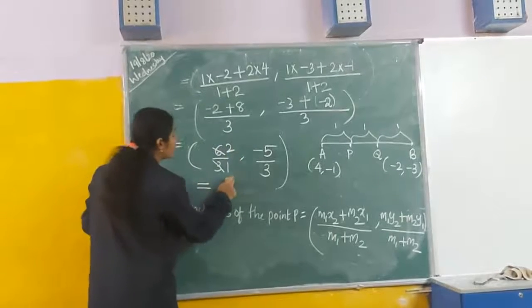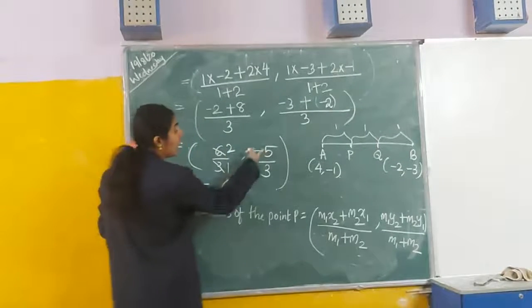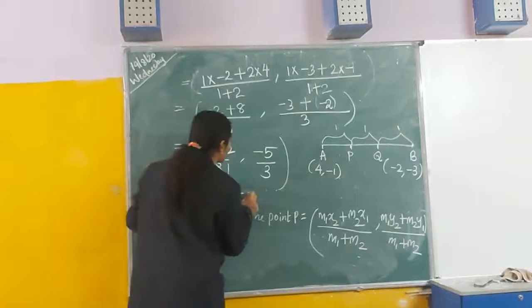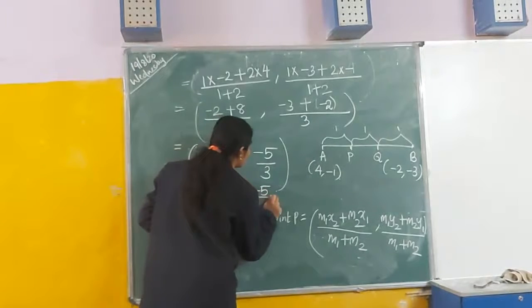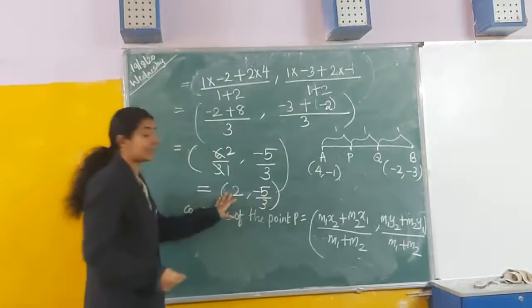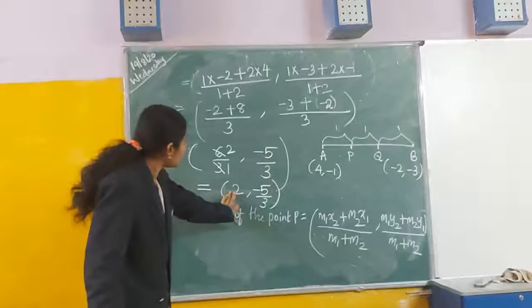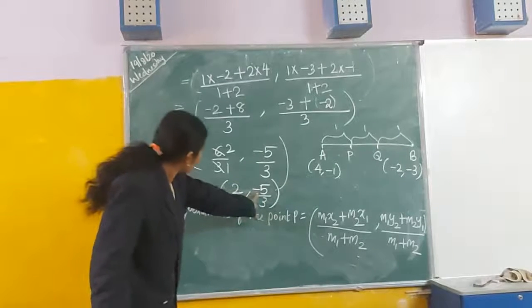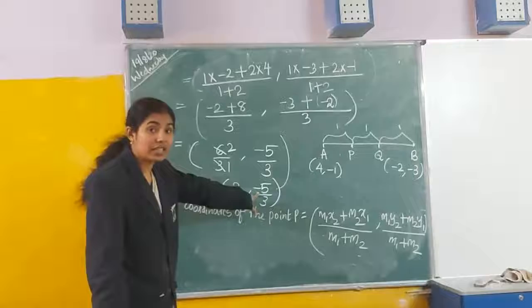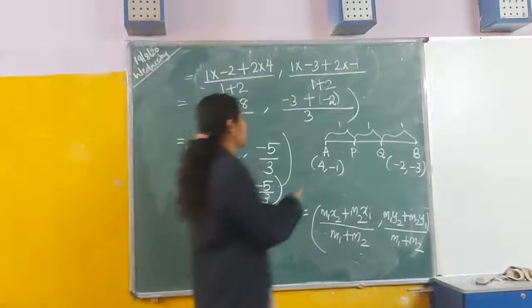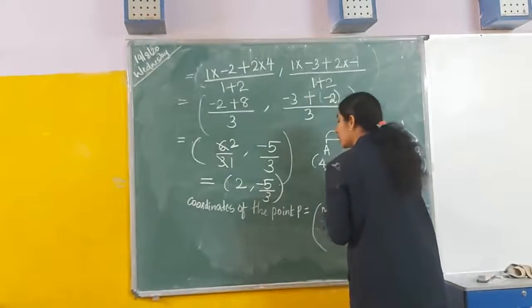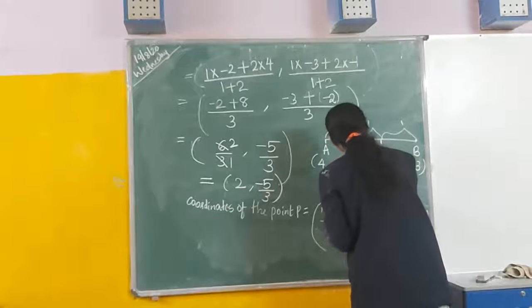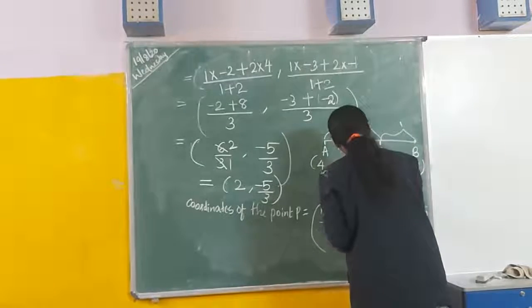So what will be the answer? That is 2. And here you can do the cancellation. So what will be the answer? The x coordinate of the point P is 2 and the y coordinate of the point is minus 5 by 3. You can write here (2, minus 5 by 3).